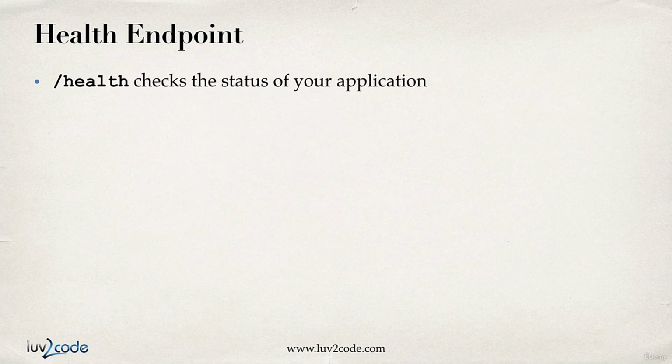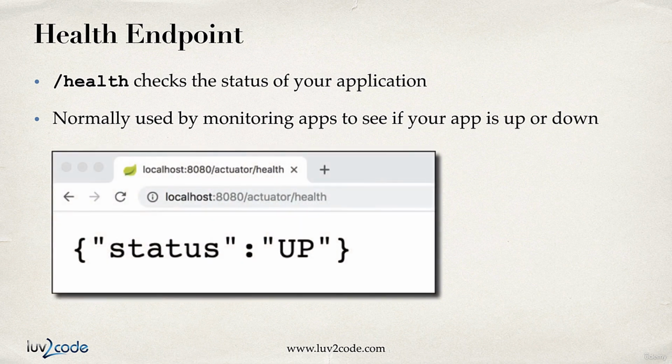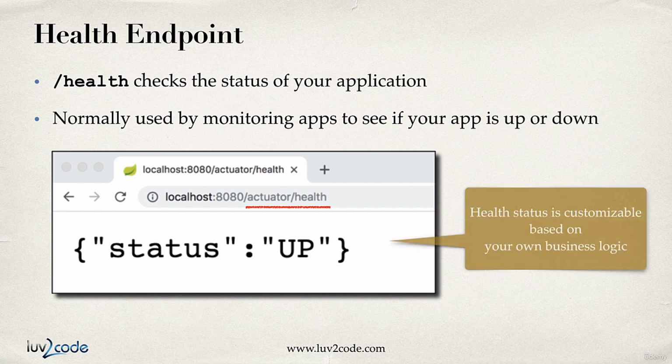So now let's go ahead and start by taking a look at the health endpoint. The health endpoint, or /health, checks the status of your application. This is normally used by monitoring apps to see if your application is up or down. So here's a little screenshot of our given application, /actuator, /health. Right now the status is up. Now this health status is customizable, so you can customize this based on your own custom business logic.